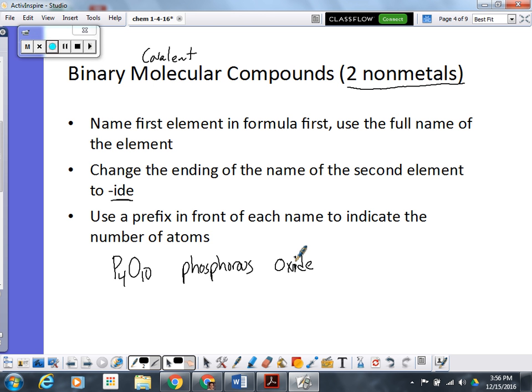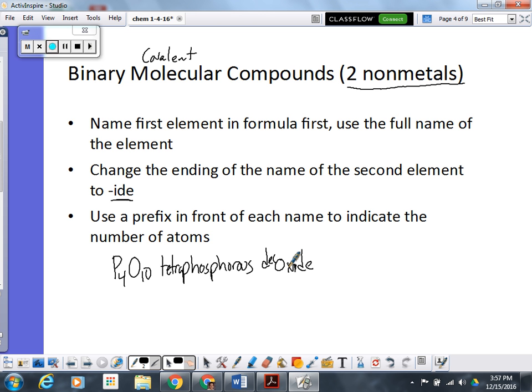Now, since there are multiple atoms here, I have to tell you how many of each there are. Phosphorus has 4, so I would put the prefix tetra in front of phosphorus. There are 10 oxygens, so normally I would use the prefix deca, but since it's two vowels in a row, I just use dec, I drop the A, so this would be tetraphosphorus decoxide. That's really all you need to know.